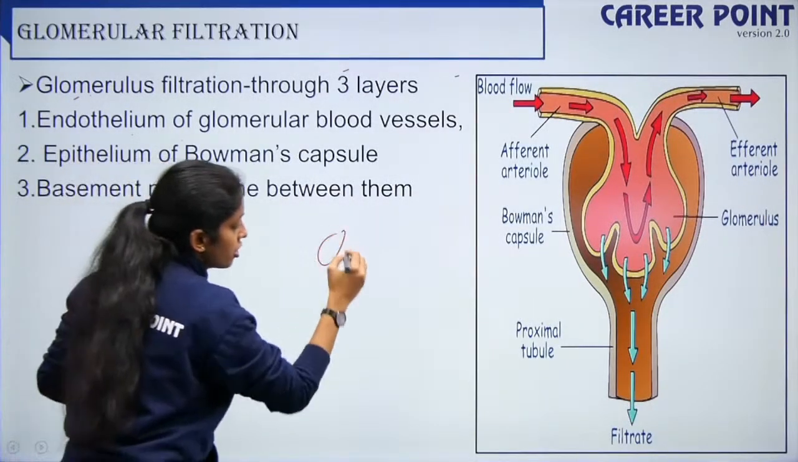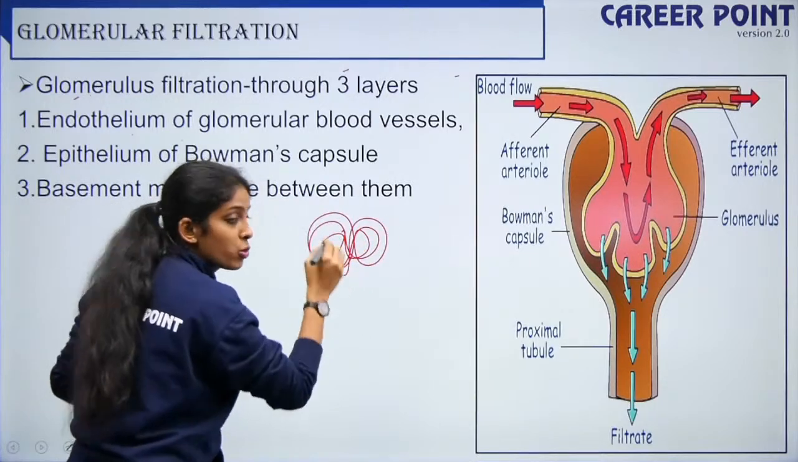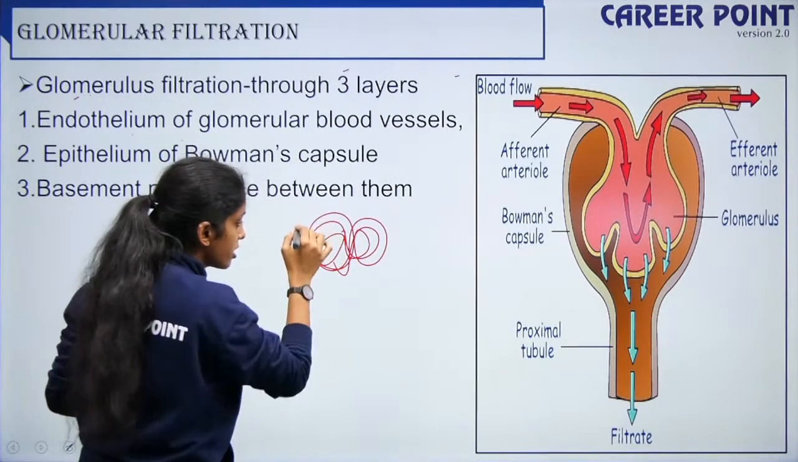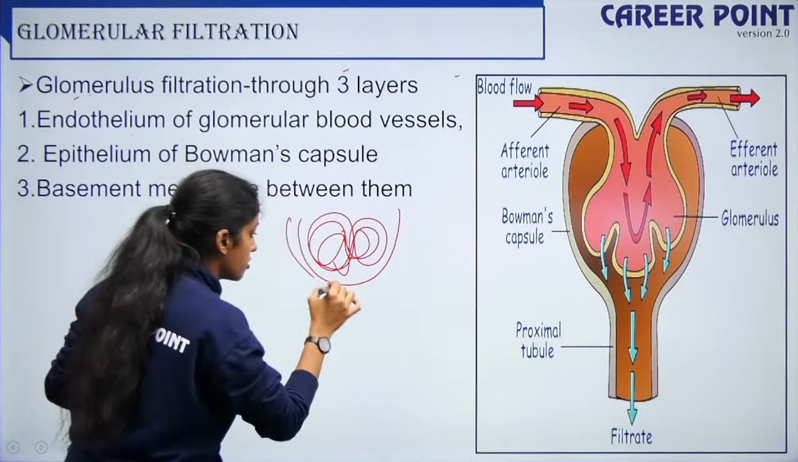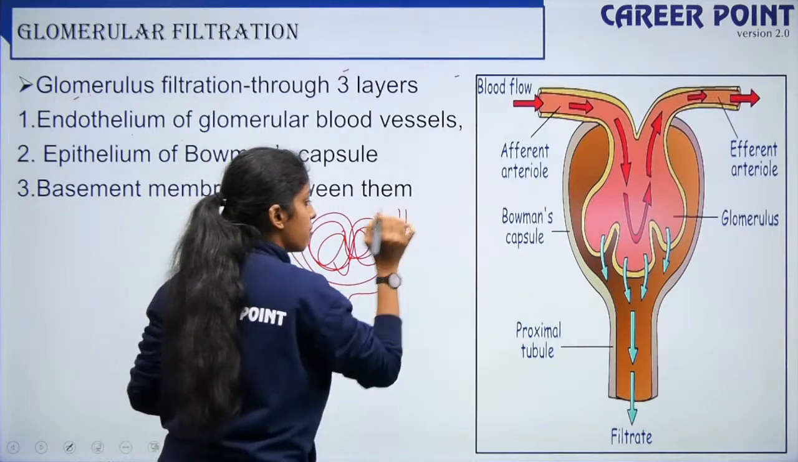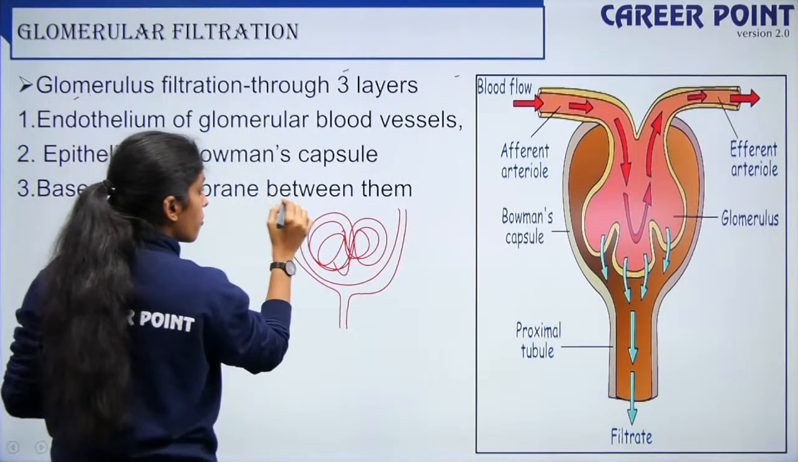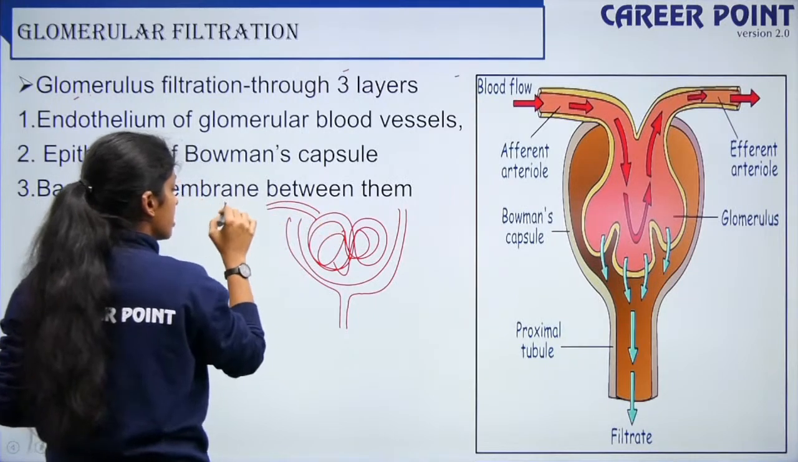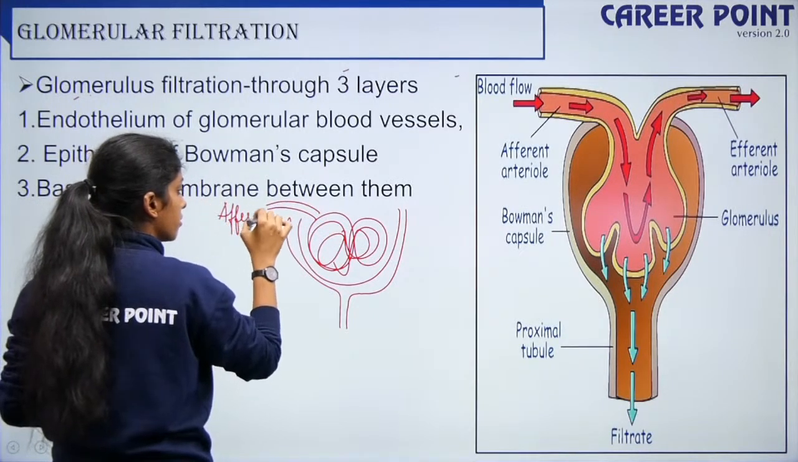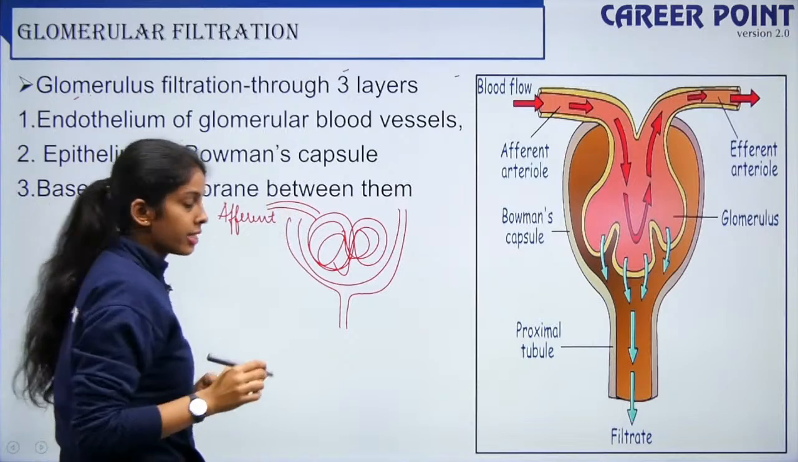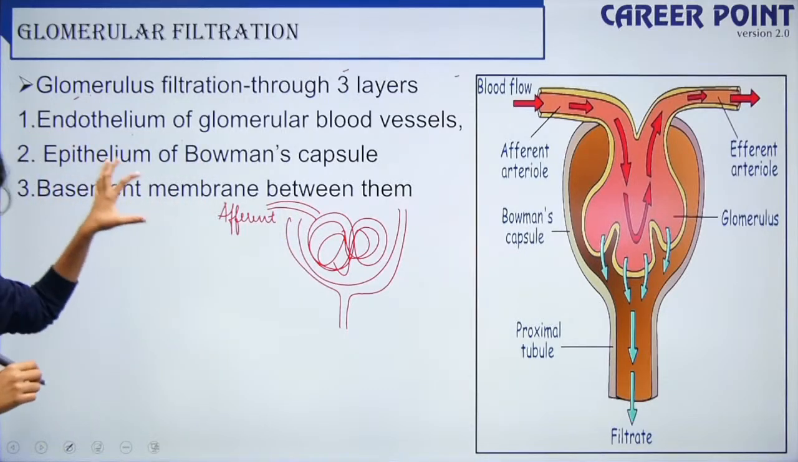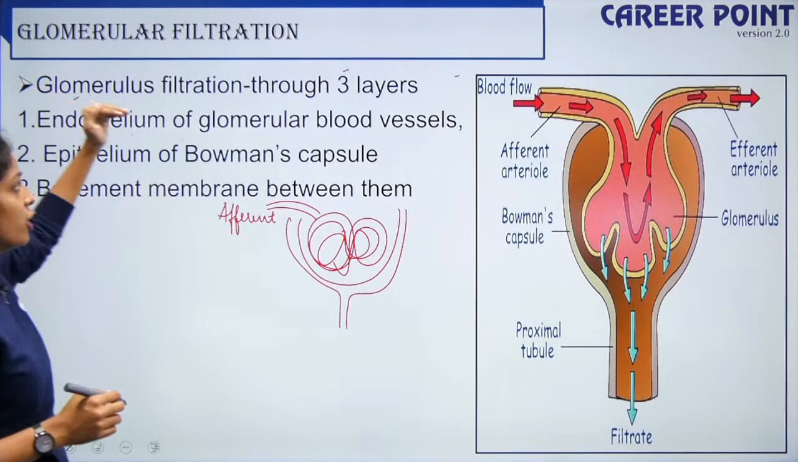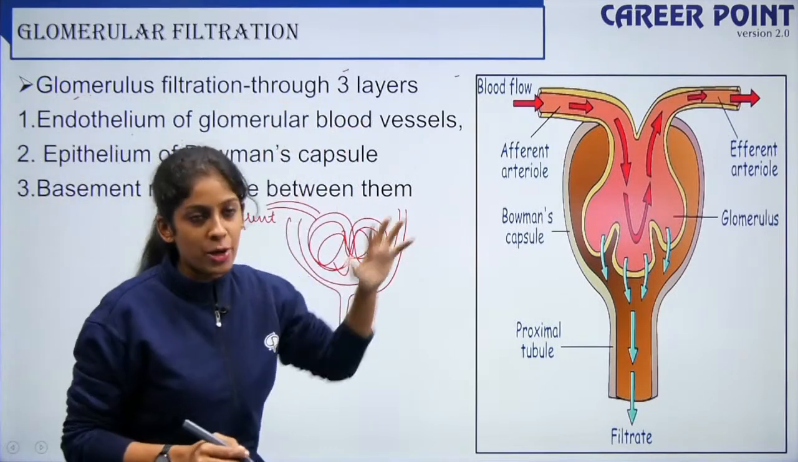So this is the structure. This is my network of capillaries, that is the glomerulus. It is surrounded by a cup-shaped capsule, that is Bowman's capsule, right? So what brings blood inside the glomerulus? This is the afferent arteriole, right? Okay. So what gets involved in filtration is the endothelium of the glomerular blood vessels.